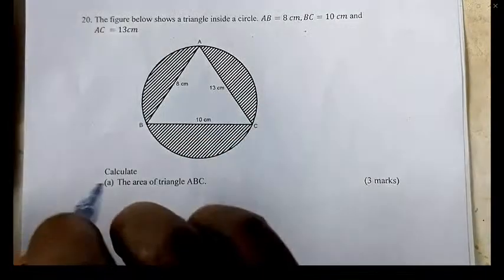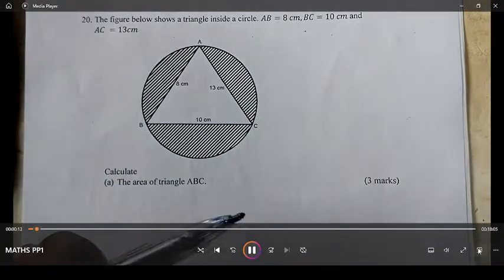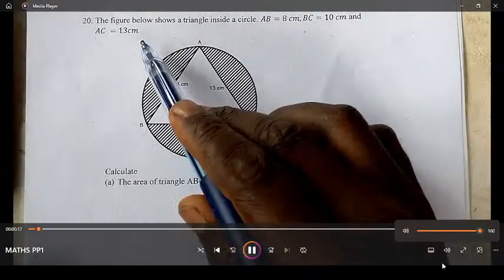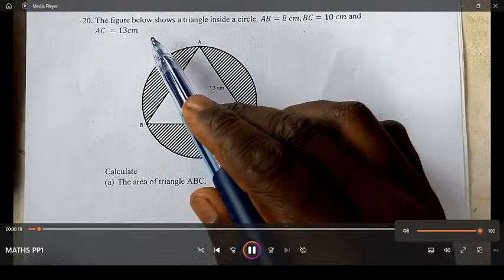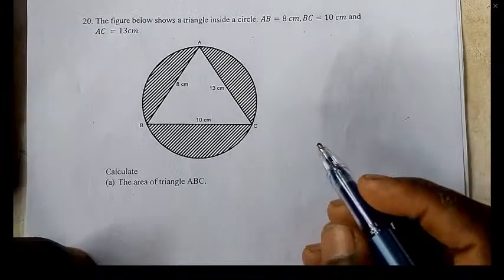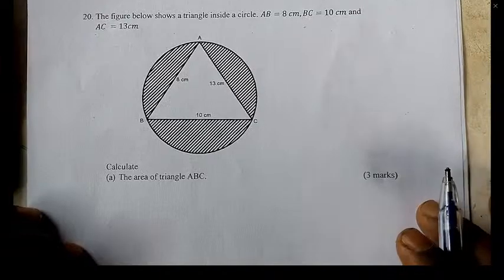The figure below shows a triangle inside a circle. AB is 8 cm, BC is 10 cm, and AC is 13 cm. Calculate the area of the triangle ABC. So tumepewa hii triangle, hatuna height.